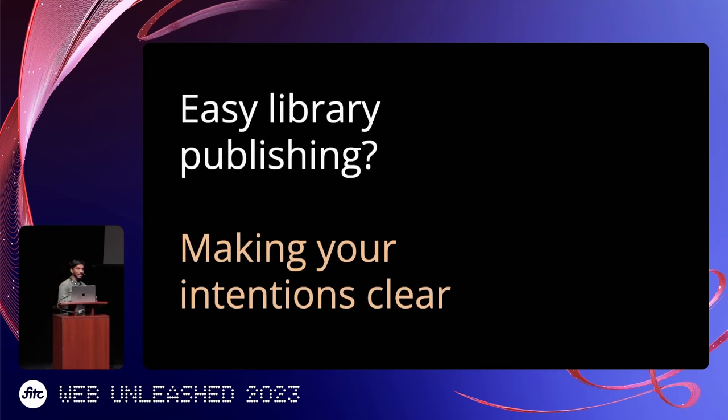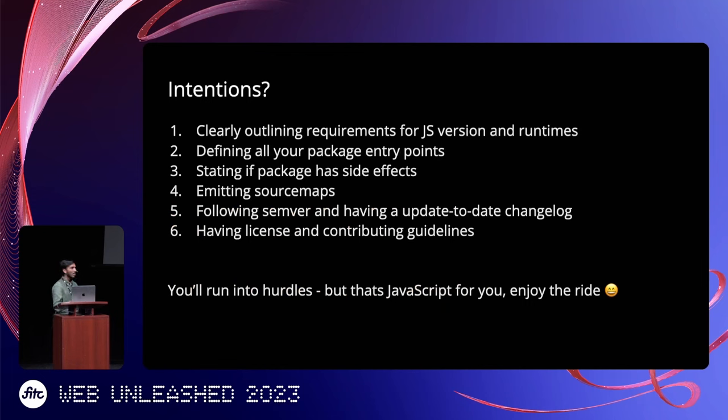Really, what I'd like you to take away here is that easy library publishing in the world of JavaScript is all about making your intentions clear. It's about clearly outlining requirements for your ES version and your runtime. It's about clearly defining how your package is meant to be used, entry points. This is CJS, this is ESM. Talking about your package's side effects, emitting source maps, and having a good change log and having good licensing.